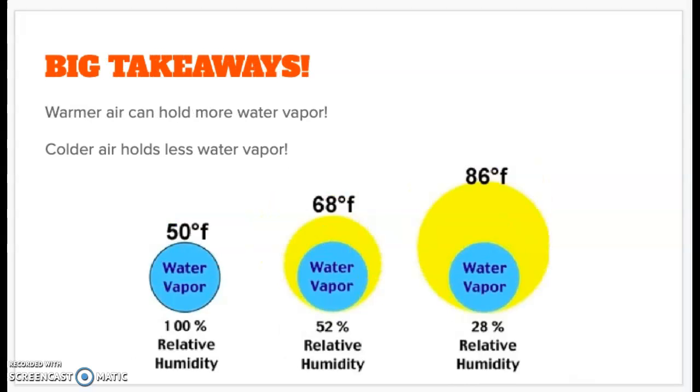So here are the big takeaways about relative humidity. Warmer air can hold more water vapor. Colder air can hold less water vapor, okay? So you might have the same amount of water vapor in warmer air or colder air, but the colder air can hold less than the warmer air.